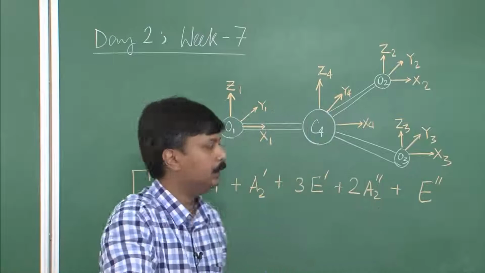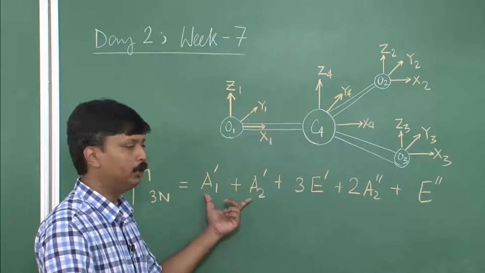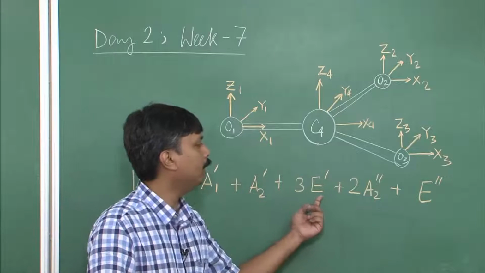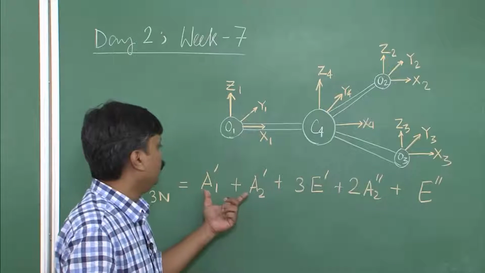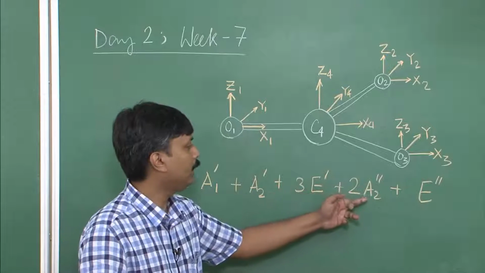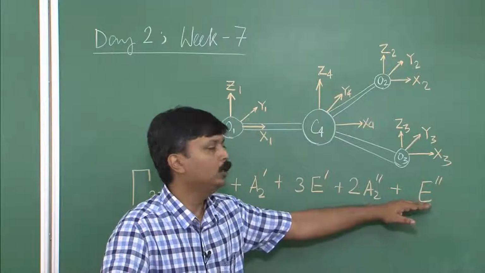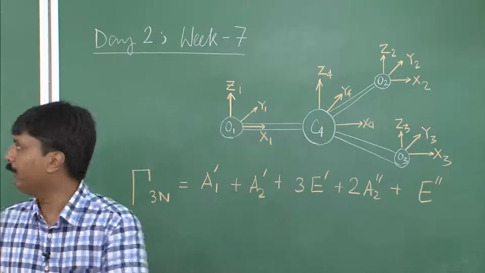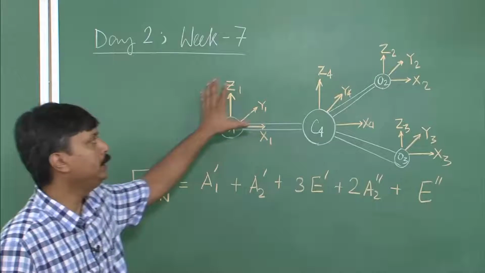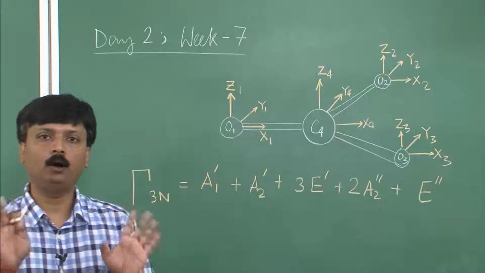So if you can cross check here, you will see these two are one dimensional and these E's are two dimensional. So 1 plus 1 is 2, then 6 makes 8, and then again 2 makes 10, and then again 2 makes 12. So total dimensionality is 12, which matches with the overall number of basis vectors that we have used. So everything is in order.